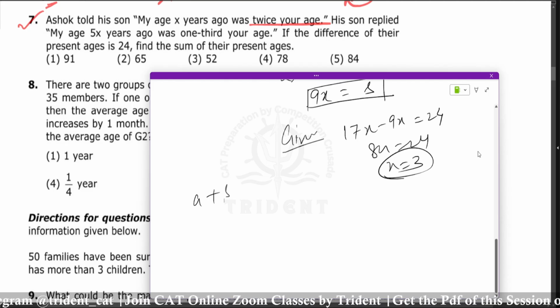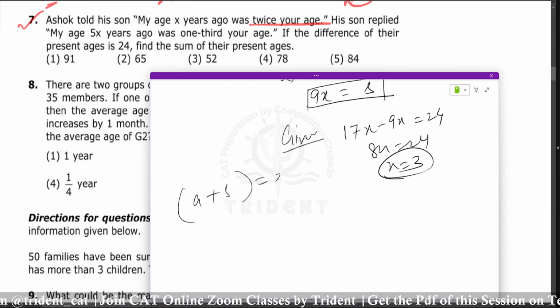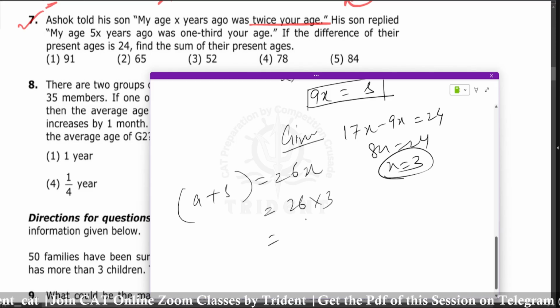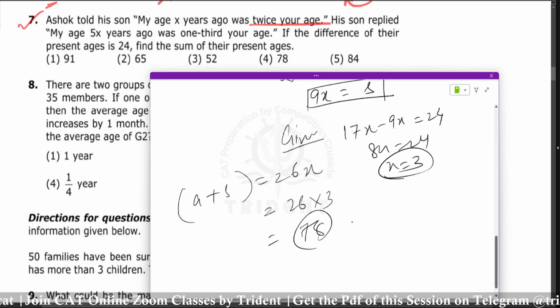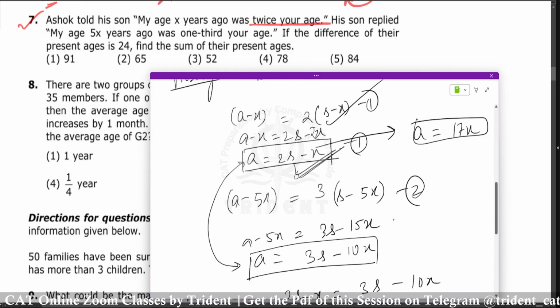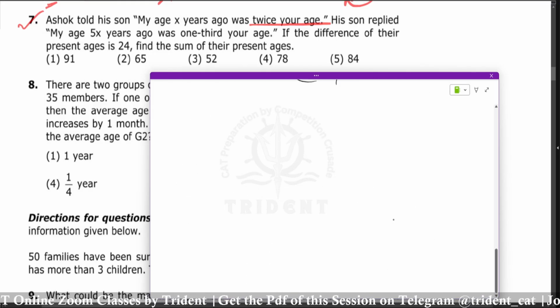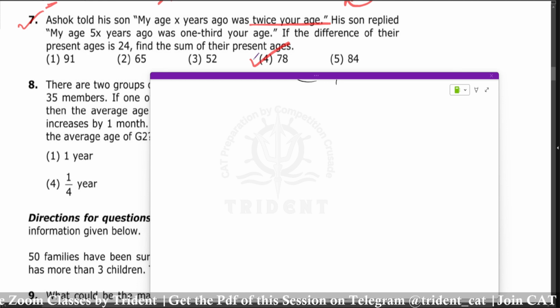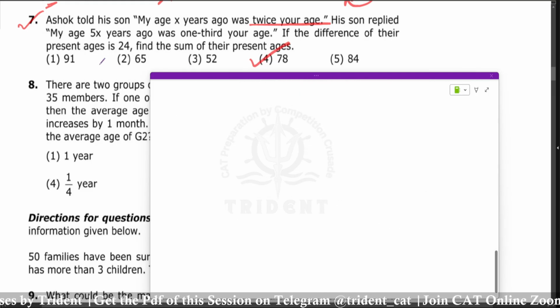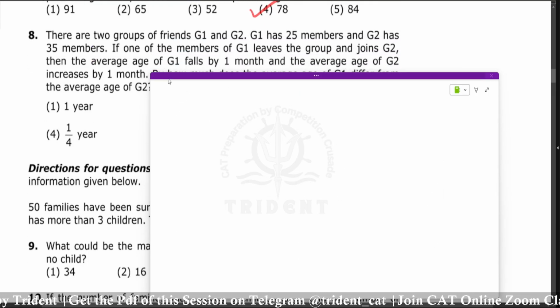17 plus 9 is 26. This is 26x, or 26 into 3. That is 78 years. Okay. Took me like a minute, but I mean, it's solvable. Will I categorize this as an easy question? Definitely. I mean, in an exam condition, though, you should not. These are the kind of questions that are not difficult. Let's go to the next question.